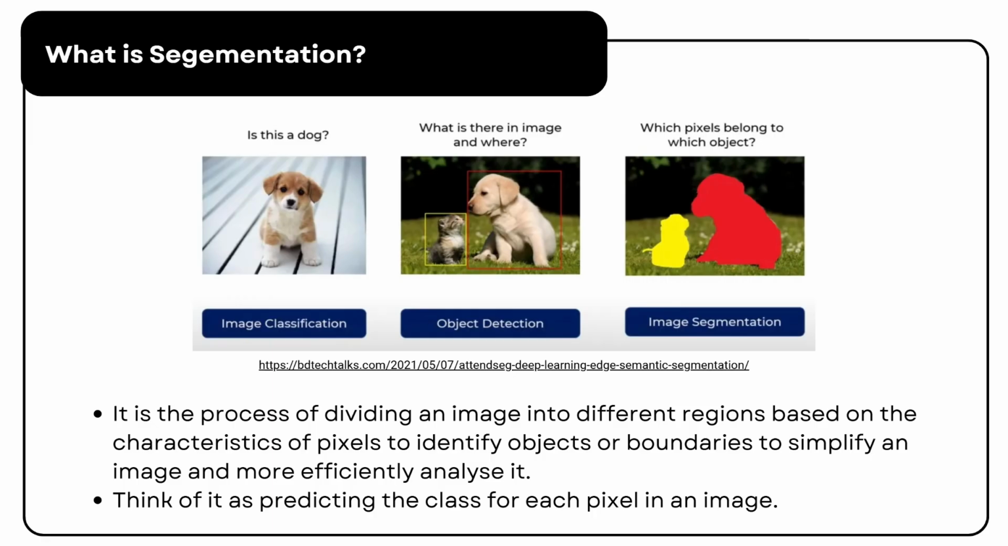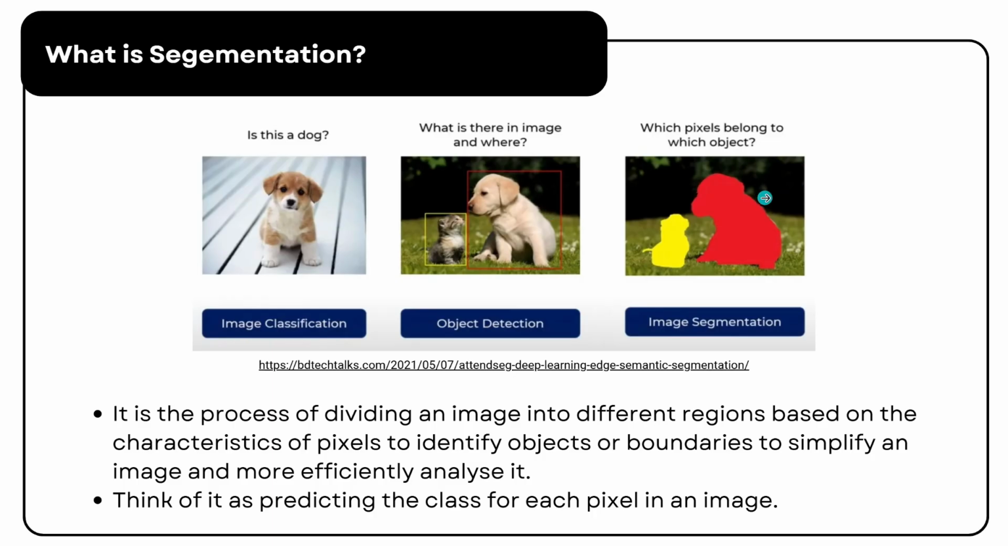As shown in this visual, we can think of three main levels of computer vision. First, we have image classification, where the model simply answers, is there a dog in this image? It doesn't tell us where the dog is, just whether one exists. Next, we have object detection, where the model finds what is in the image and where it is by drawing bounding boxes around the objects, like the dog and the cat here.